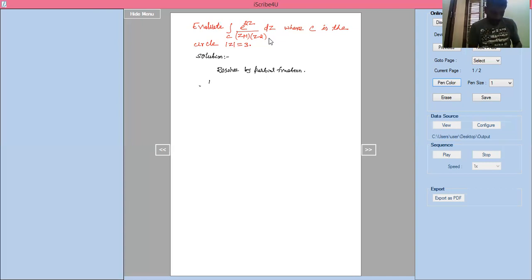1 divided by z plus 1 into z minus 2 equals a divided by z plus 1 plus b divided by z minus 2, where one constant is a and another is b. This is equation 1. Now I'll cross multiply: you get a into z minus 2 plus b into z plus 1.